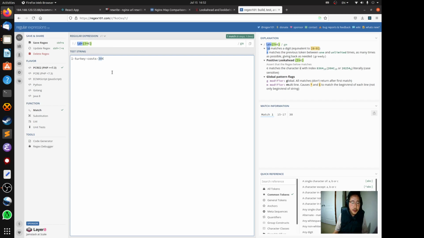I remind you that look aheads are not included in the match. They're just look aheads. It's just a test. It doesn't match. So what matches? One or more digits, which is 3 and 0.